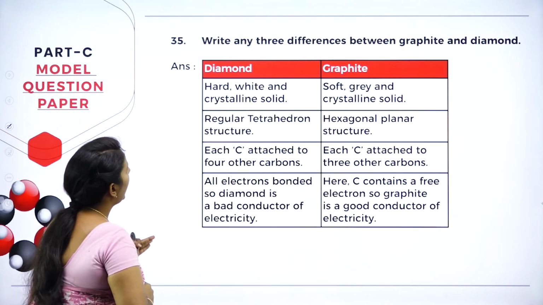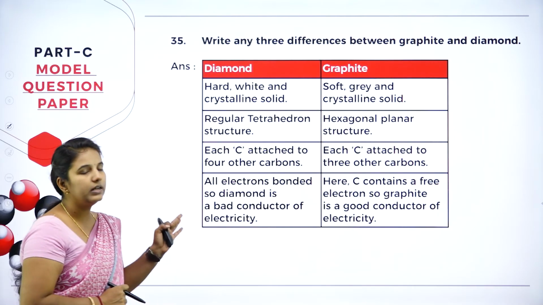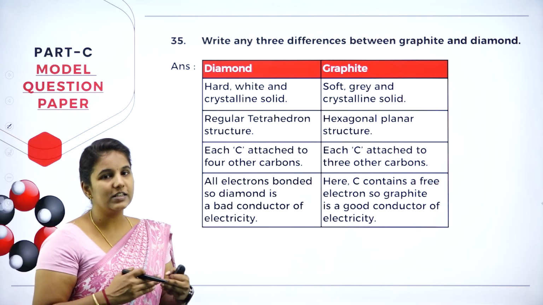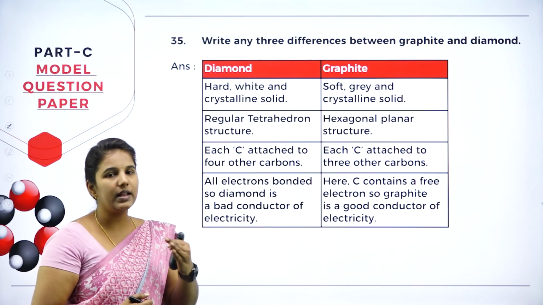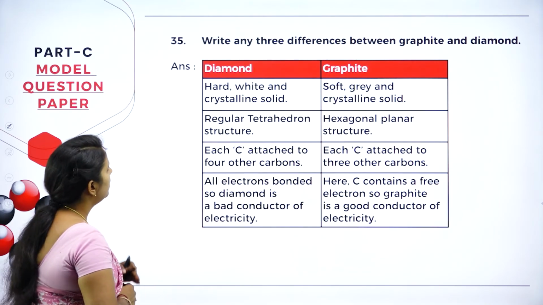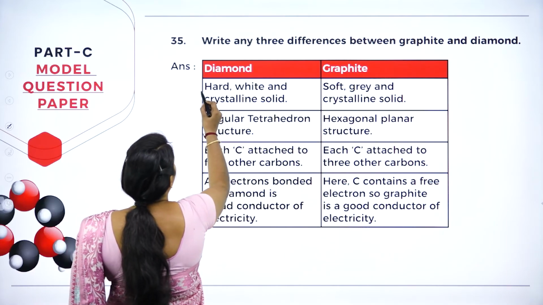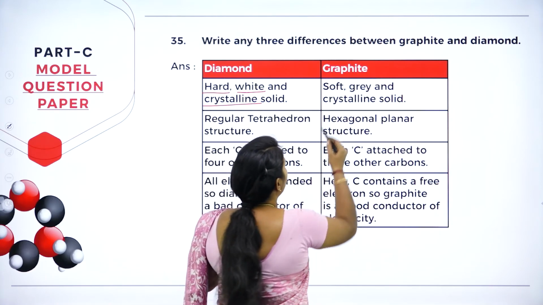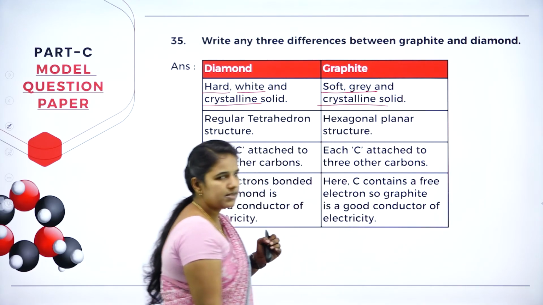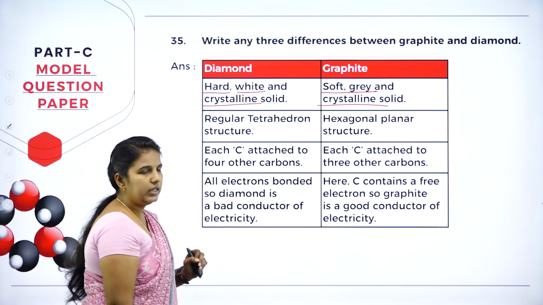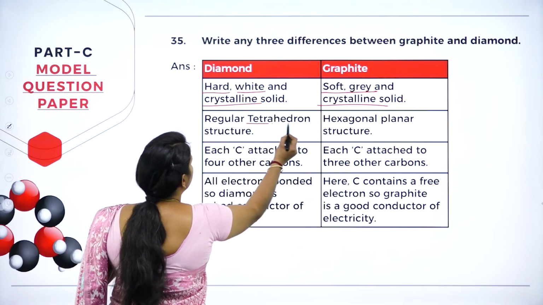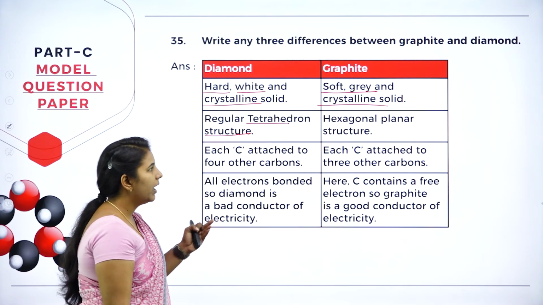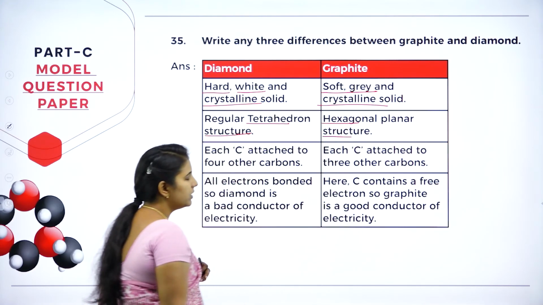Next, write any 3 differences between graphite and diamond. It is very easy to write the differences between graphite and diamond. Any 3 differences you must write. We all know that diamond is very hard, white and a crystalline solid. Coming to graphite, it is a soft, grey and crystalline solid. And this diamond has a tetrahedral structure, whereas graphite has a hexagonal planar structure.